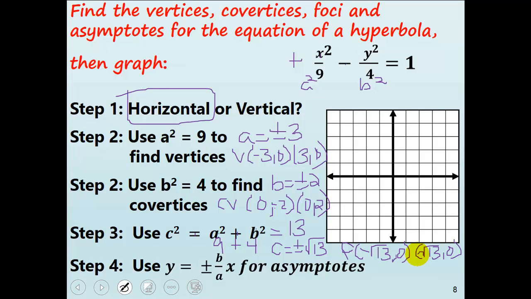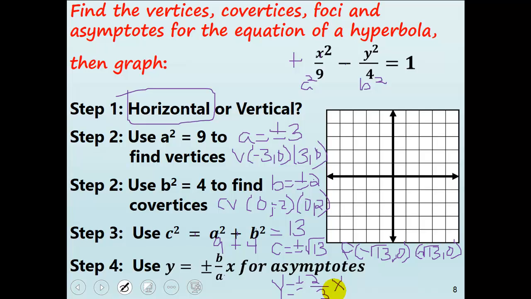Now we're going to find our asymptotes. We know what b is, it's 2. So y equals plus or minus b, which is 2, over a, which is 3. So y equals plus or minus 2 over 3 times x. Let's put these down and do it in the order that we did before, when we were looking at the pieces on those pictures.